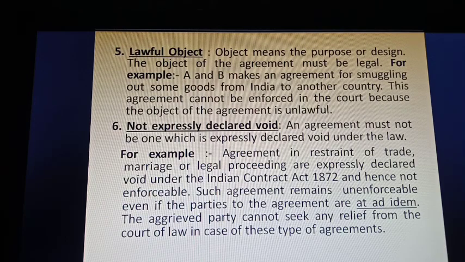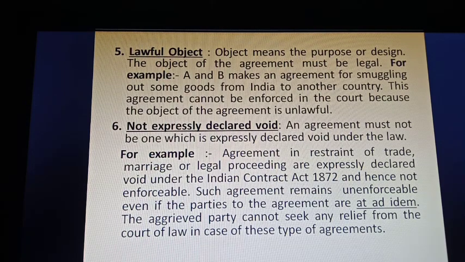For example, A and B make an agreement for smuggling. It means the object of smuggling is unlawful, it is opposed or illegal because the purpose of this agreement is to escape the liability to pay tax to the government authorities. A and B make an agreement for smuggling out some goods from India to another country. This agreement cannot be enforced in the court because the object of the agreement is unlawful.